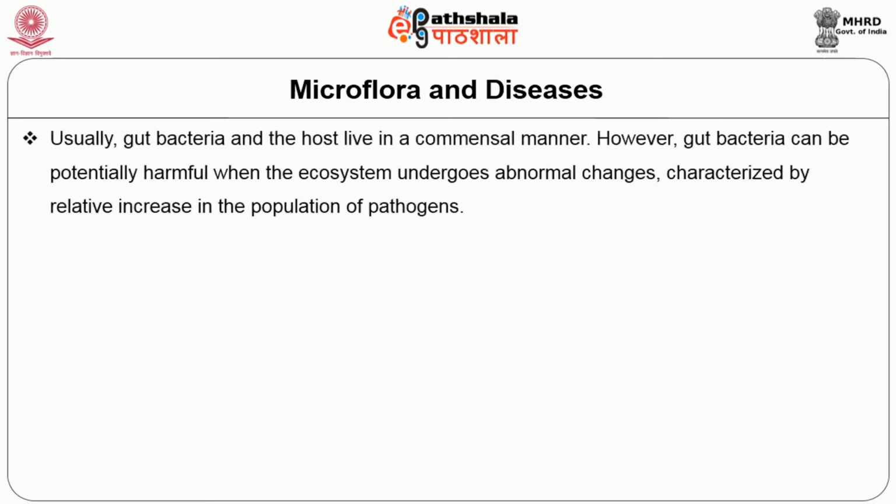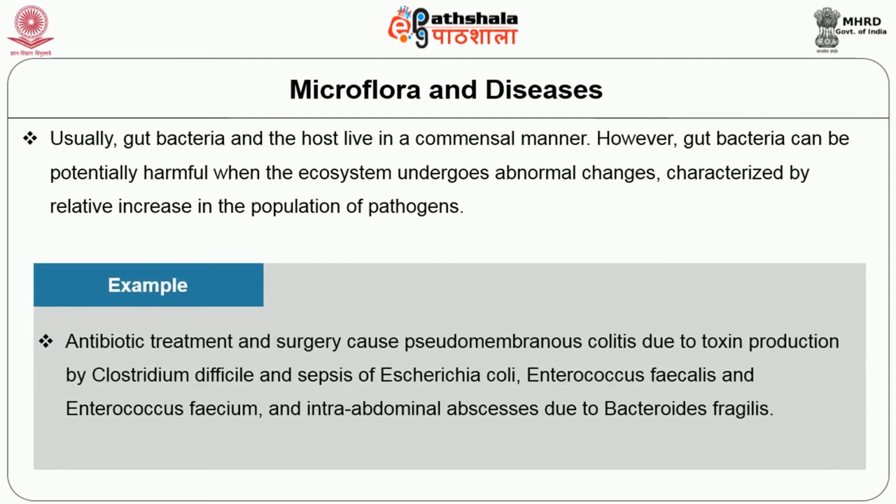Microflora and diseases. Usually gut bacteria and the host live in a commensal manner. However, gut bacteria can be potentially harmful when the ecosystem undergoes abnormal changes characterized by a relative increase in the population of pathogens. For example, antibiotic treatment and surgery cause pseudomembranous colitis due to toxin produced by Clostridium difficile, and sepsis of Escherichia coli, Enterococcus faecalis and Enterococcus faecium, and intra-abdominal abscesses due to Bacteroides fragilis.